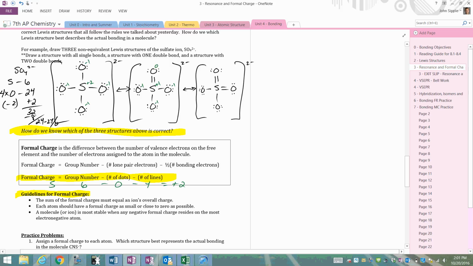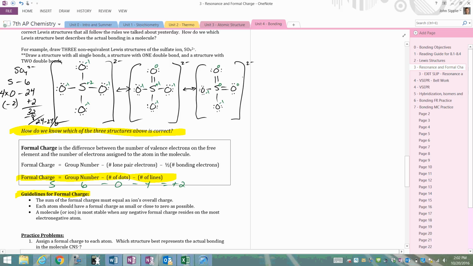And we've got to do the last structure too for formal charges. What's the formal charge on sulfur in this one? 0. Yeah, good. And the formal charge on those oxygens are -1. What's the formal charge on those oxygens that are double bonded? 0. Yeah, good.